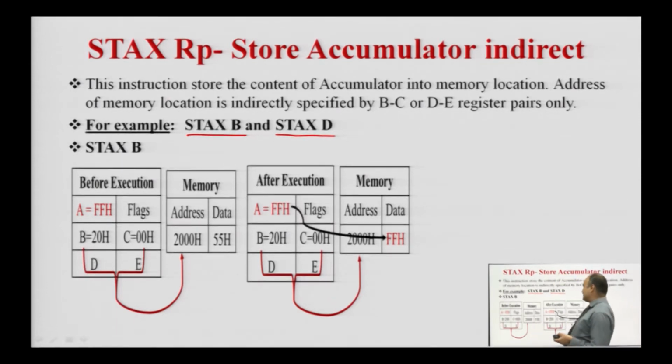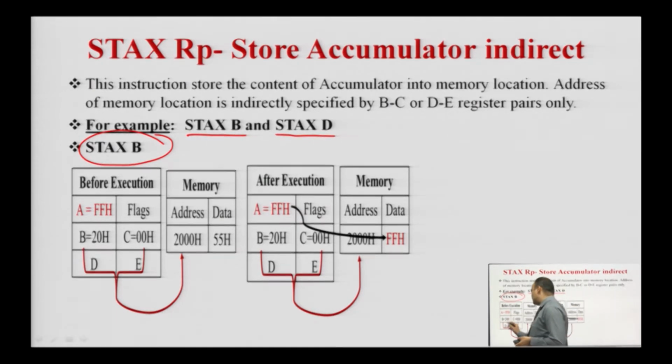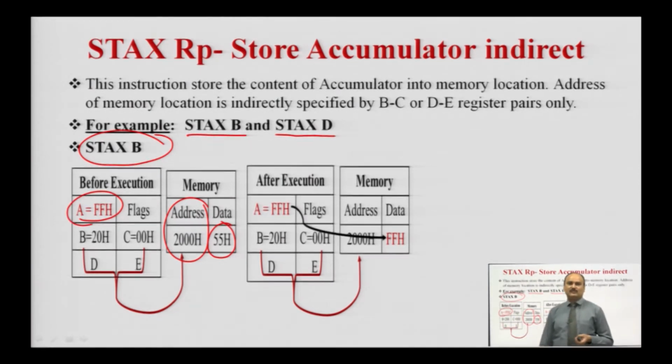Before the execution of the instruction STAX B, the content of the BC register pair is 2000H. This is the address of the memory location which is specified indirectly by the register pair. So, 2000H is nothing but the address of the memory location. At this memory location the data is 55H, and before the execution of this instruction the content of the accumulator is FFH. So, this is the case before the execution of the STAX B instruction.